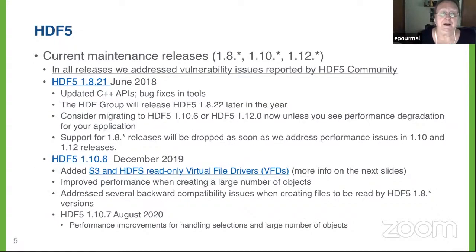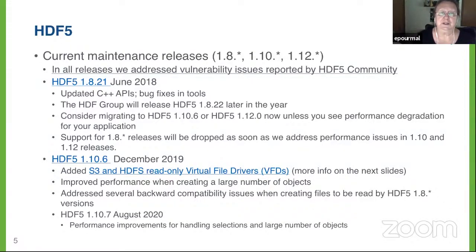So with HDF5, we have three major lines of maintenance releases, 1.8, 1.10, and 1.12, and it can be a little bit confusing. So one thing I want to mention about all releases, we address in all of them, when applicable, vulnerability issues reported by the HDF5 community. And if you're watching those vulnerability issues, I want to explain to you that those come from people intentionally modifying HDF5 files outside the HDF5 library, introducing errors in HDF5 files.